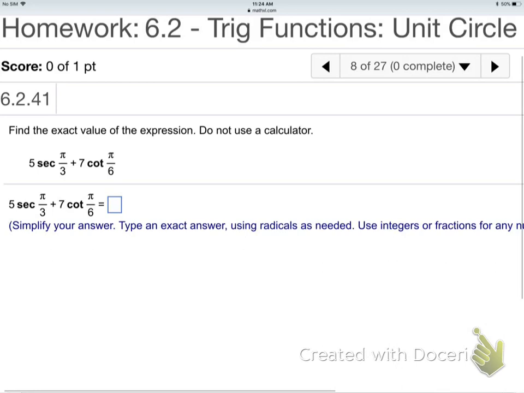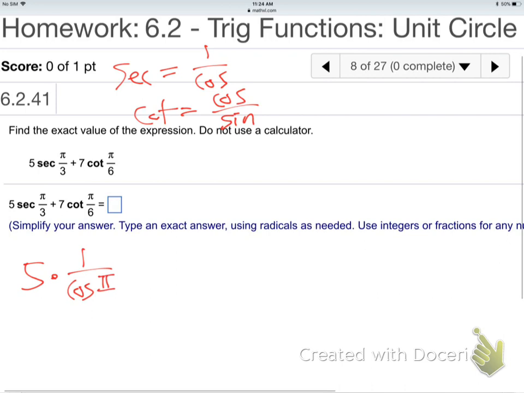5 secant of pi over 3 plus 7 cotan of pi over 6. So use the unit circle. Got to remember what secant is, or look back to the definition of what secant is. So what is secant? 1 over cosine. Secant's the flip of cosine. And then cotan, we already just talked about him a minute ago. He's cosine over sine, right? Because he's upside down. Cotan is cosine over sine. So this becomes 5 times 1 over cosine plus 7 times cosine pi over 6 over sine pi over 6.